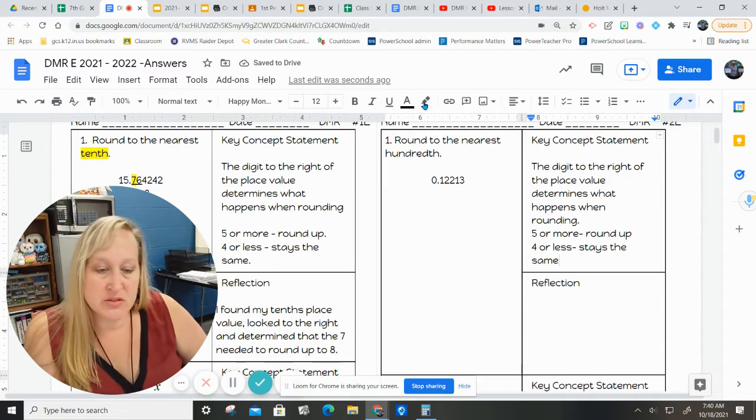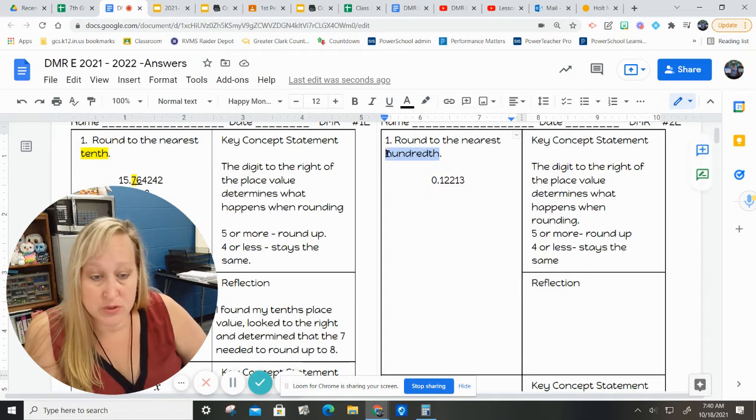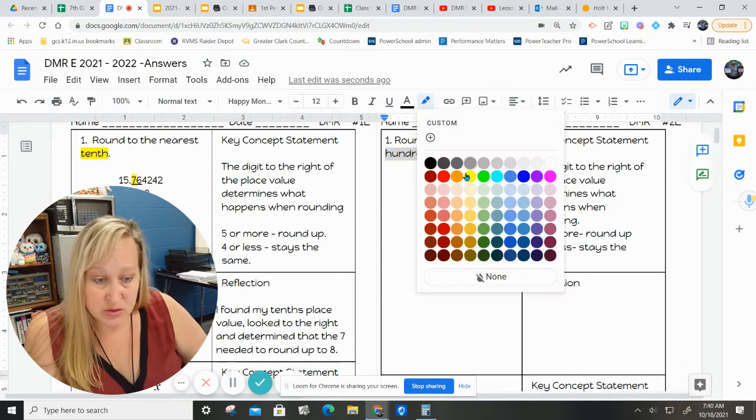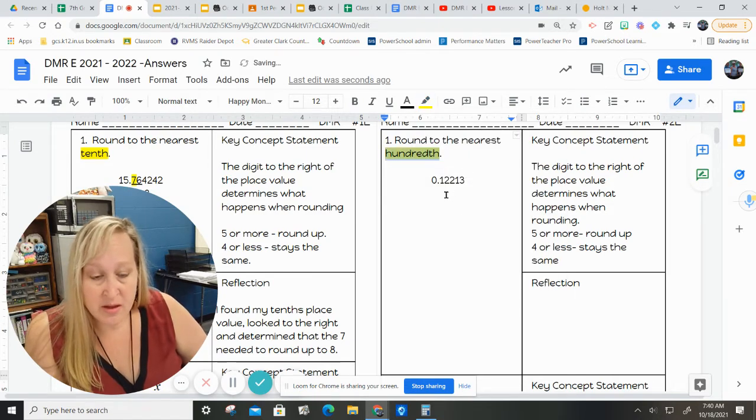This one is telling me to round to the nearest hundredth. So I am going to highlight to remind myself which one I'm rounding to. You can underline it with your pencil or whatever skill you have at this point. But I need to think about my place values. The 0 is in the ones. The 1 is in the tenths. The 2 is in the hundredths.